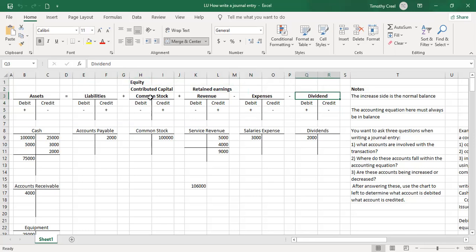Now, remember that common stock would be the most common stock ownership in a company. Revenues are what a company earns from doing their business. Expenses are the cost of doing business, such as those paid to employees or for rent, for salaries or rent. And dividends would be whenever a company shares some of their profits with their owners.